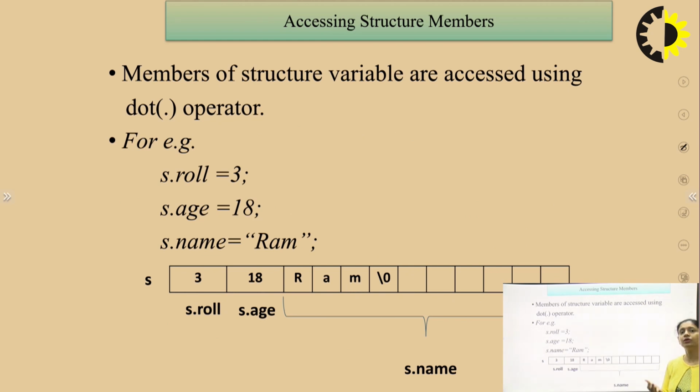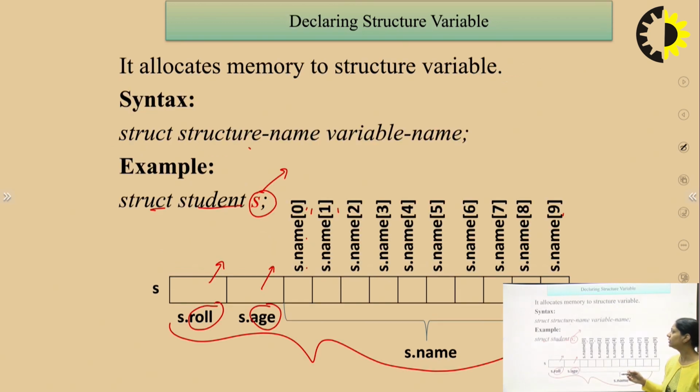Now when we want to access those, how do we access them? We use the dot operator. Members of the structure variable are accessed using the dot operator. How to use that dot operator? Here we have this struct student S. Now this S will be accessing the roll number. How? S.rollnumber. For the student S, what is the roll number? This is where it is stored. For the student S, the age will be stored here. And for the student S, the name will be stored here.